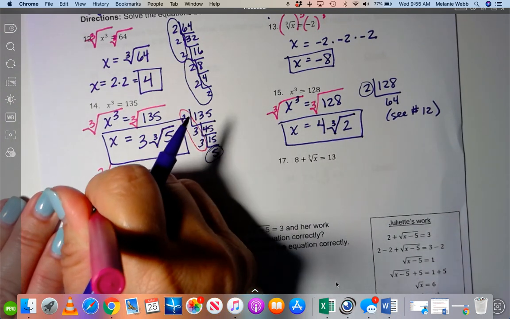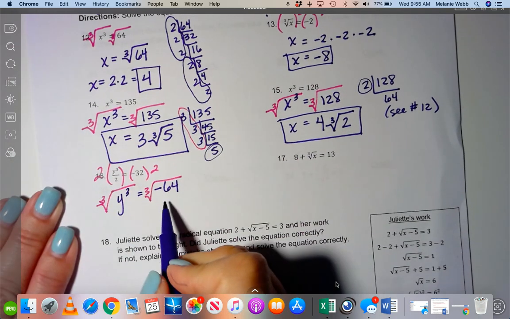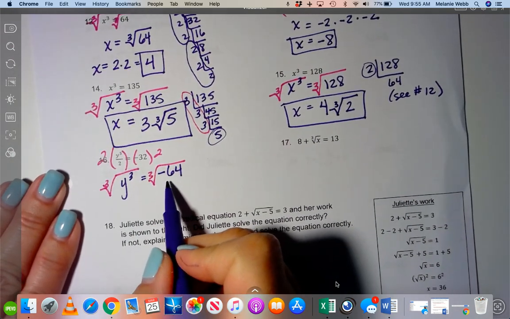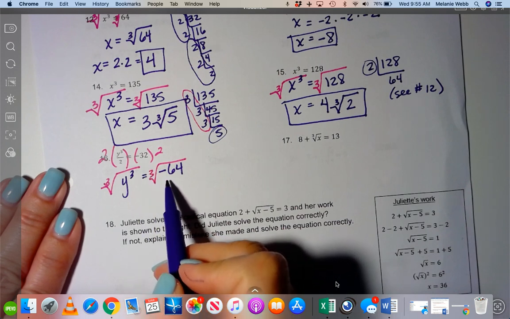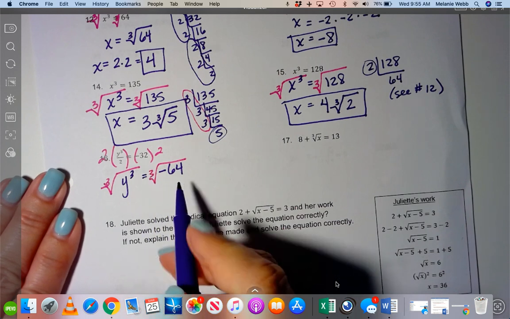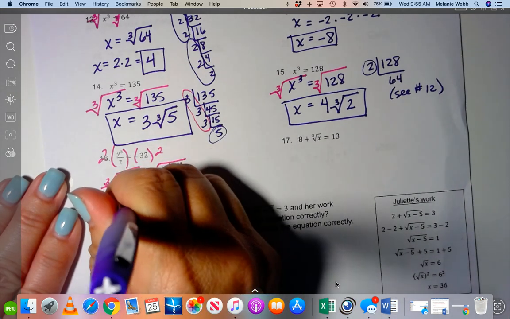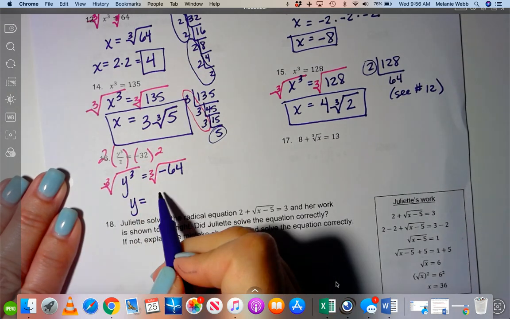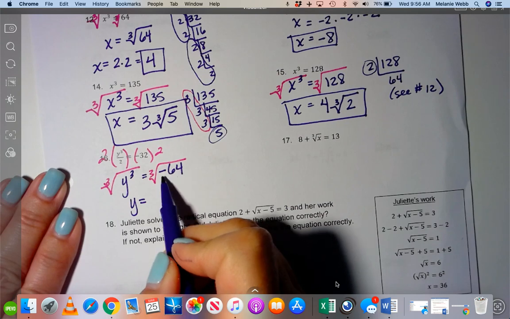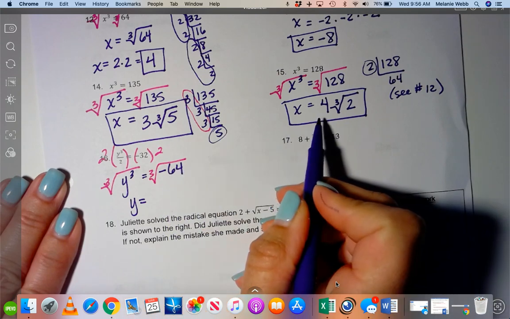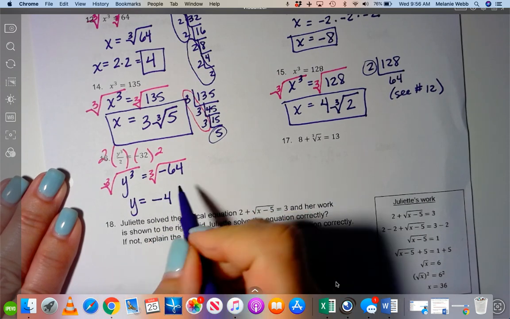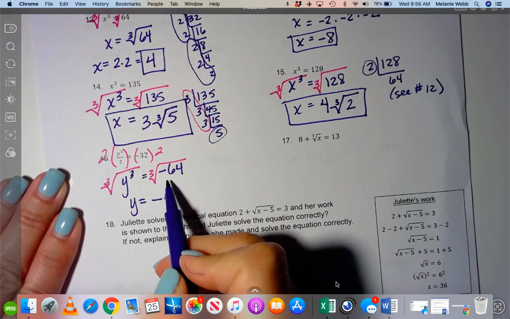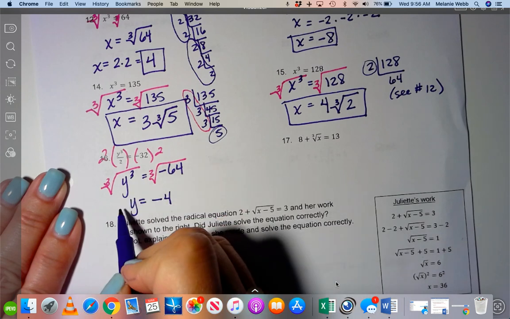Okay, now can I take a cube root of a negative number? Well, yeah, because this is an odd index, so it's okay to take a cube root of a negative number. So I have y equals, and well, we know that this is a perfect cube, right? 64. But it's going to be -4 because -4 times -4 times -4 is -64.